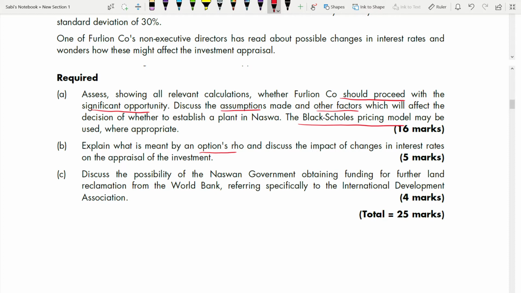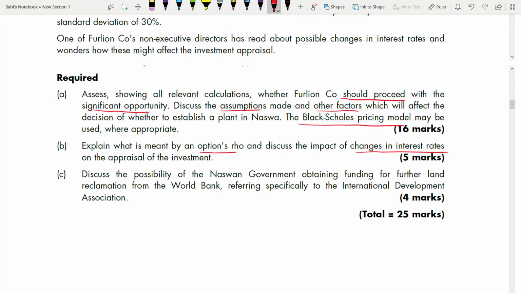Okay, what does rho mean? Rho has to do with interest rate. When interest rate changes, option value will change. So how is this going to have an impact on the appraisal of the investment? Changes in interest rates. Part C. Discuss the possibility of Naswan government obtaining funding for further land reclamation from the World Bank, referring specifically to the International Development Association, for 4 marks.